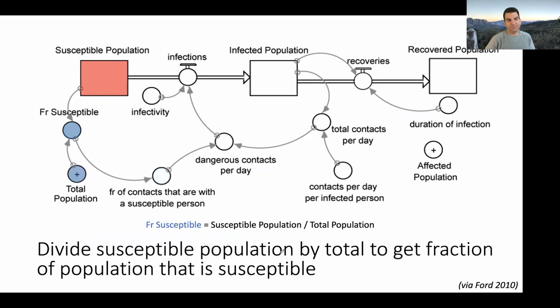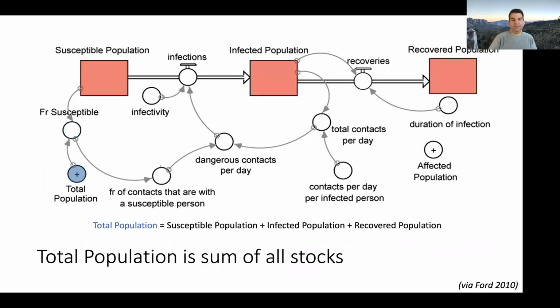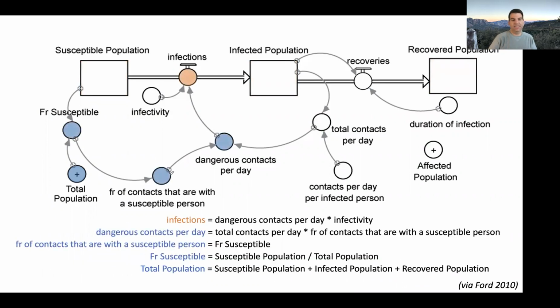Under that assumption, all we need to do is divide the susceptible population by the total population, and that gives us the fraction susceptible. So if 40% of the population is susceptible, this will be 40%. Then we use that 40% directly as the fraction of contacts that are with susceptibles. We're basically just copying that over, so the fraction of contacts with susceptibles is exactly the same as what was calculated over here.